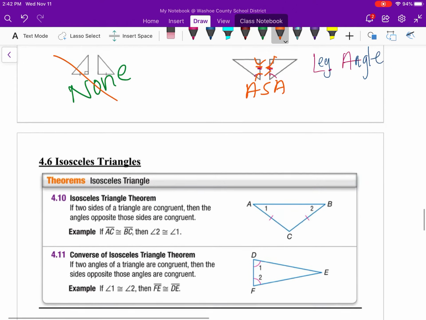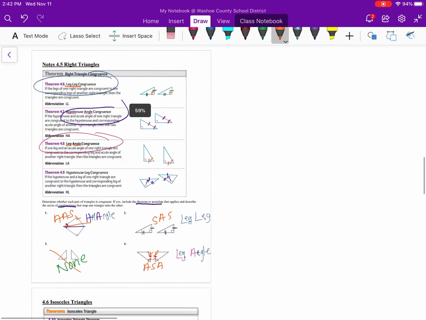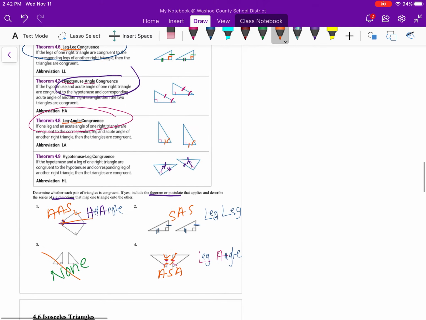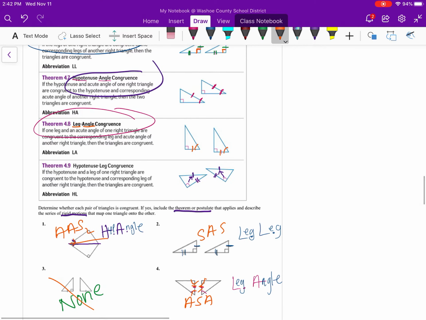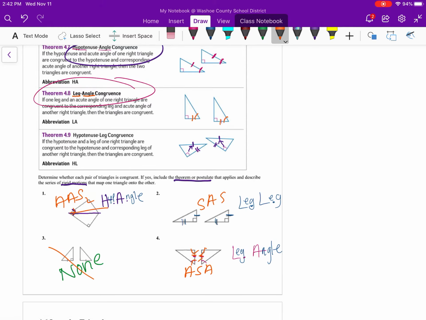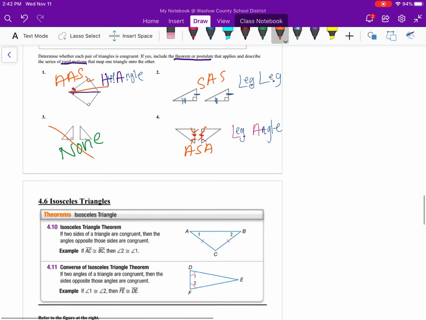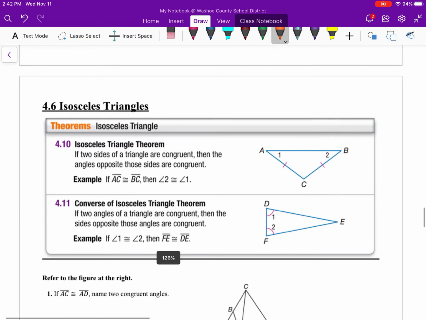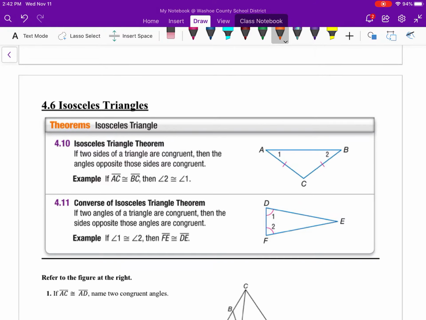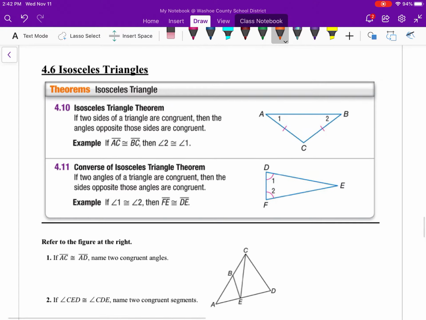So let's go to the next page. That's all with the right triangles. It's just taking the names that we already know, but giving them a new name because right triangles are special. Okay, so on a test, we would take either the angle side or the hypotenuse angle. And if it's multiple choice, we wouldn't give you both.